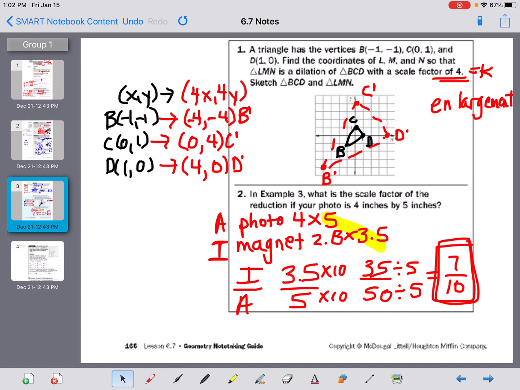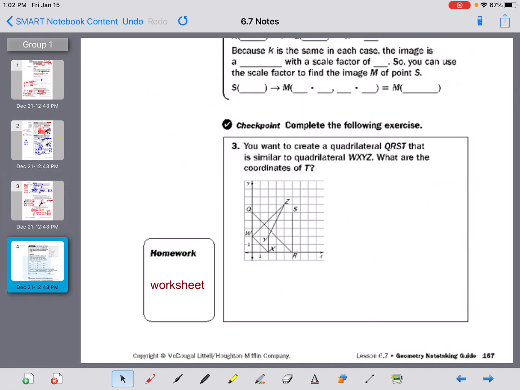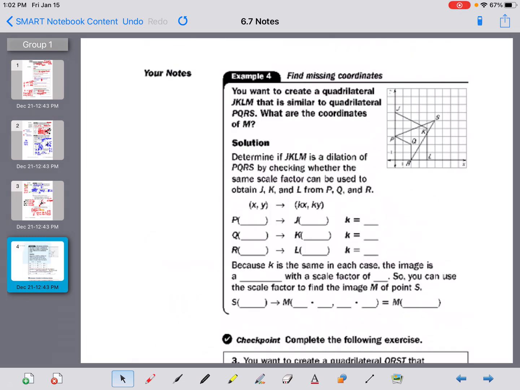All right, let's move on to our last page of notes here for 4.6.7 and our last page for the chapter, if you didn't realize that yet. All right, you want to create a quadrilateral JKLM that's similar to quadrilateral PQRS. What are the coordinates of M?